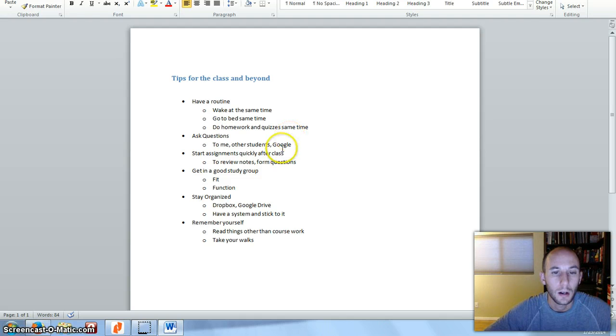To me, to other students, to Google. Wolfram Alpha is another neat search engine, a little different than Google, but it's a neat thing to play around with and ask questions to. Siri, whoever you want to ask, okay, ask questions. That's how you learn. That's how you grow.